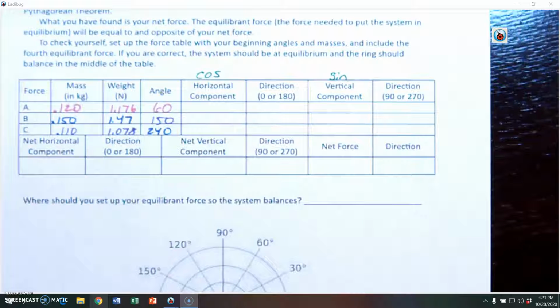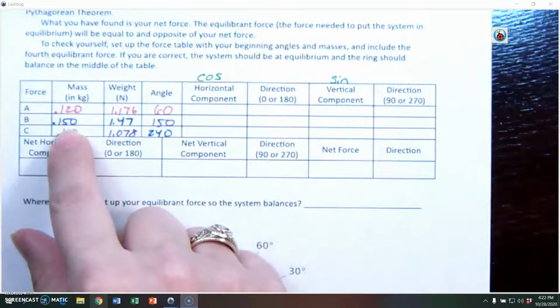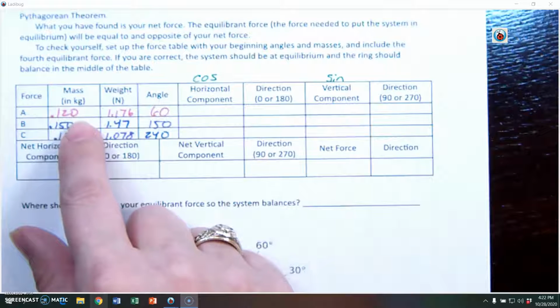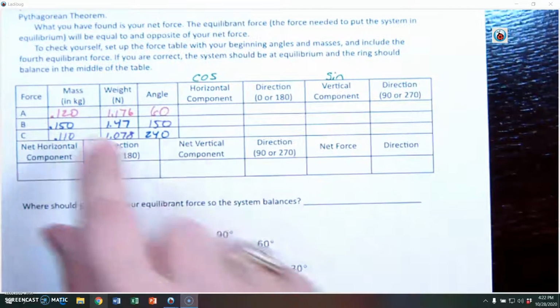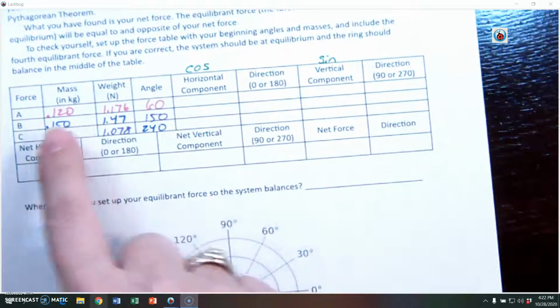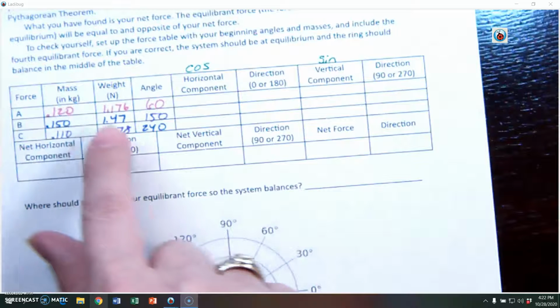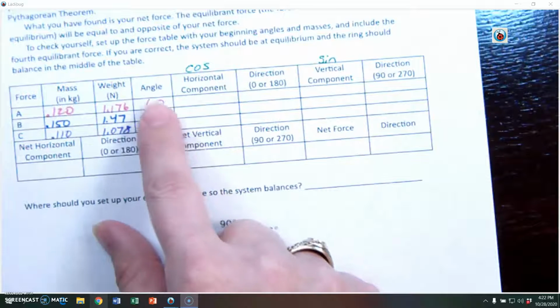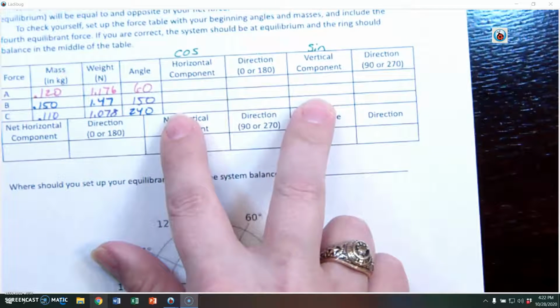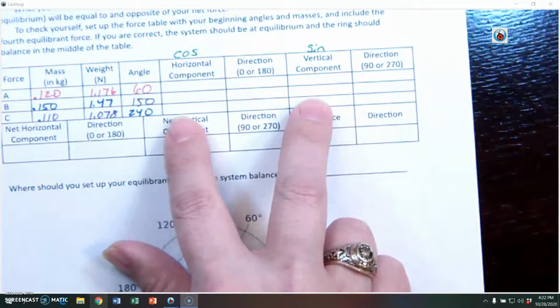Make sure you just use any numbers that you want to in here, anything over 100 grams, but less than, say, 500 grams, like 120, 220, 250, whatever you want to use. Convert those into weight, just like we just did. Scoot that decimal over so it's kilograms, and then multiply by 9.8. Pick any angle, one from each quadrant, and then separate it into your horizontal and vertical components.